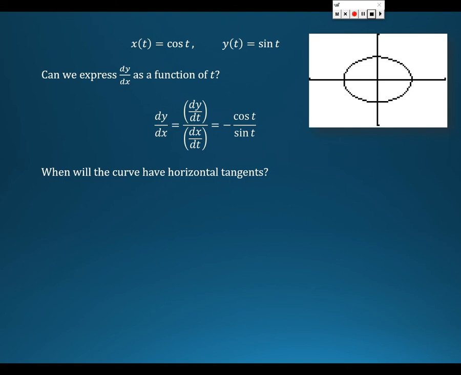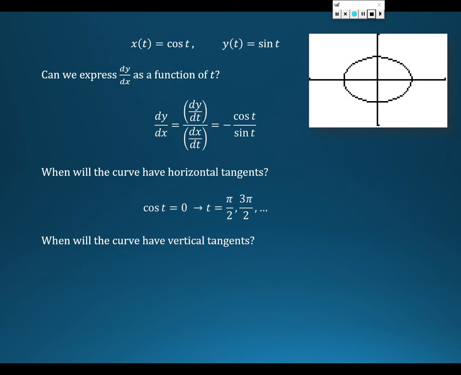So where does this have horizontal tangents? That is, when is dy/dx 0? Look at the fraction. When does cosine equal 0? When does the numerator equal 0? Yeah, pi over 2, 3 pi over 2. And of course that agrees with the picture too. Pi over 2 is where we get a horizontal tangent. It's not maybe a huge shocker, but I want to show you in this example.